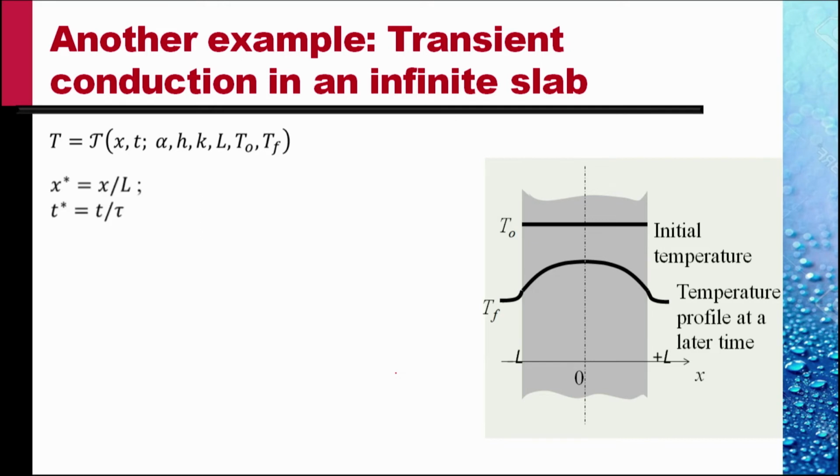Let's normalize the independent variables x and t by x star equal to x by L, where L is the characteristic length dimension of the slab, half the thickness of the slab, and t star is t by tau, where tau is some characteristic time. We don't know what it is. We'll talk about this a little later. But as of now, let's take tau as yet undetermined. We'll select a proper value towards the end.